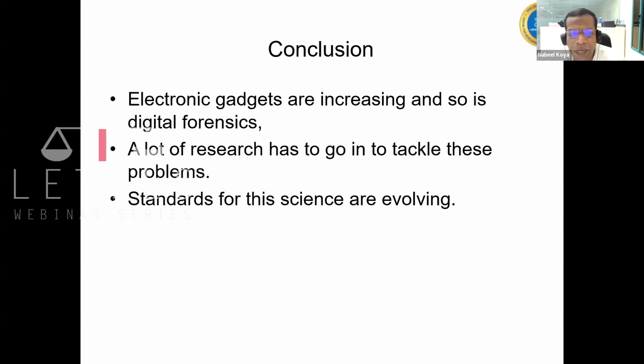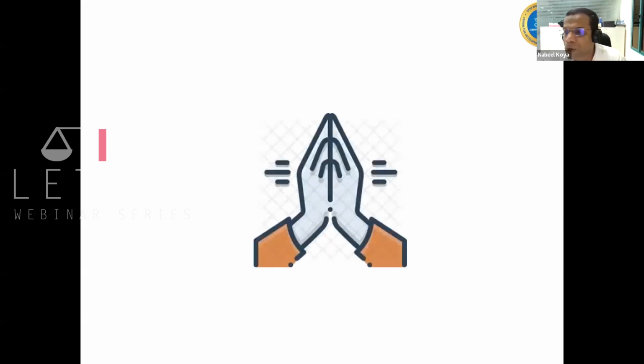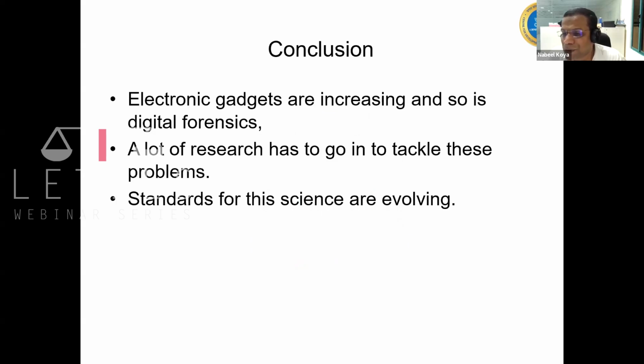Gadgets are increasing day by day. A lot of research has to go into this. The standards are also still evolving. So there is not an antidote for all the forensic problems. And we need to go by a device-specific or standard-specific format for addressing each issue separately. With that, I conclude. And Shyam sir, I'm happy to have any questions from you.